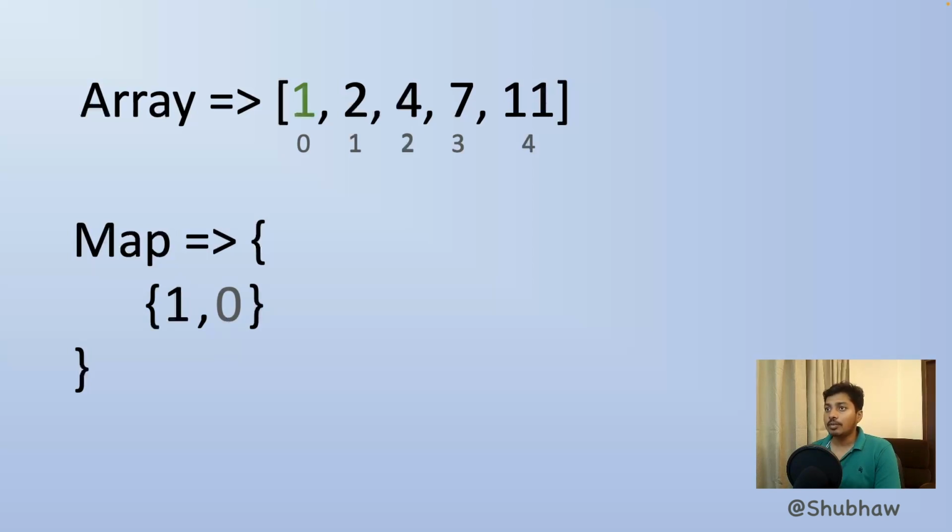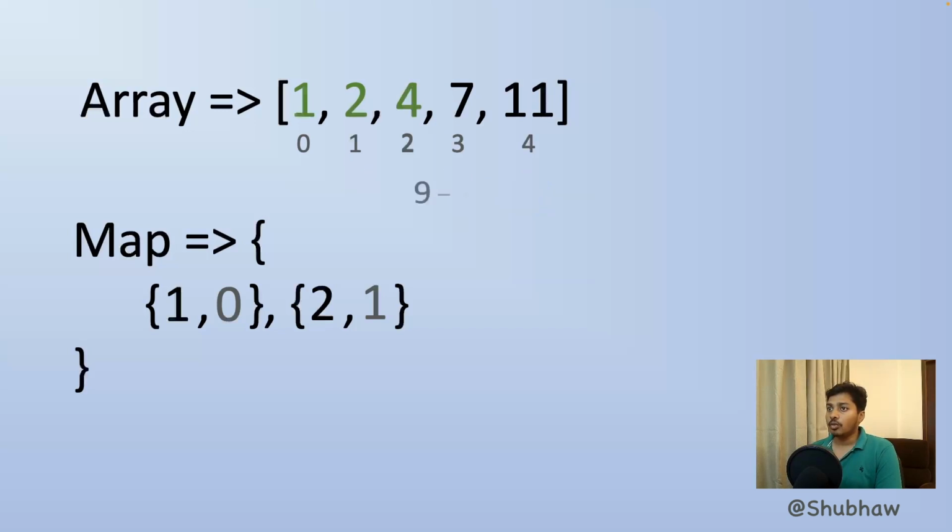Now every time we move to the next number, we will try to find the other required number, and if that required number is already present, then there is the answer. Otherwise we'll keep adding the numbers in the map and moving forward. So for 2 we will calculate 9 minus 2, which is 7. 7 is not already present in the map, so we will just add 2 in the map, 2 and its index.